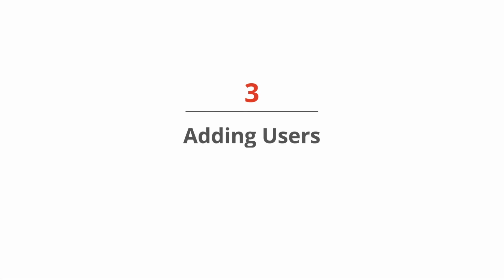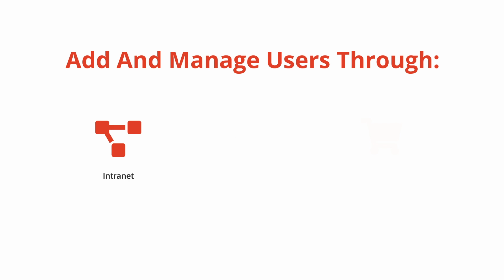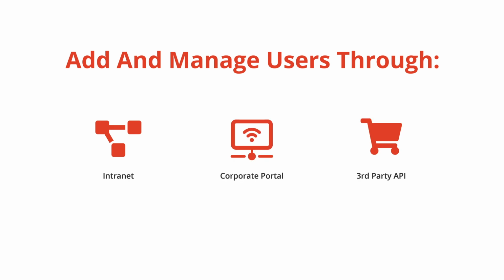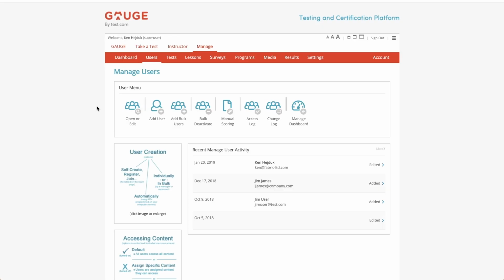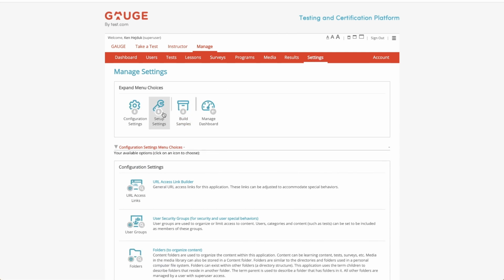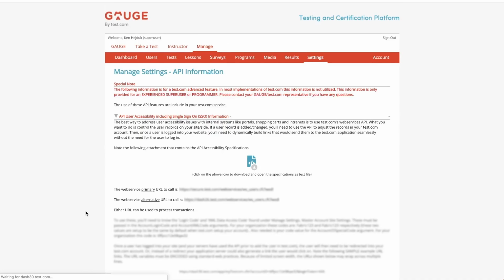The third way users can be added to Gauge is through API integrations. Some customers may want to add and manage users from within their own system, like an intranet or a corporate portal, or through a third-party service like a shopping cart or LMS. Setting up and configuring API integrations is typically done by a web developer. All the information they need can be found under Settings, Setup Settings, then API Information.